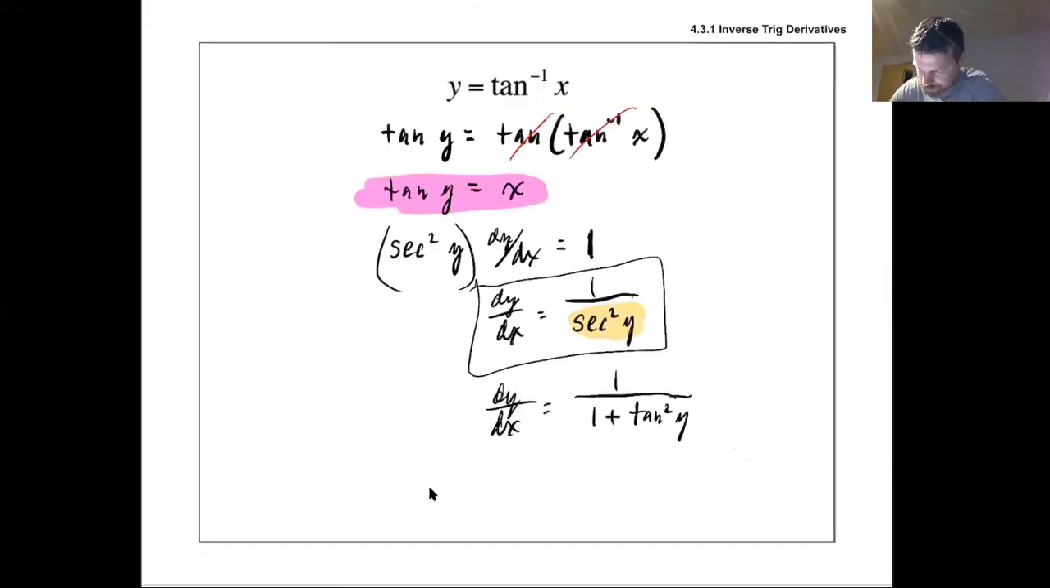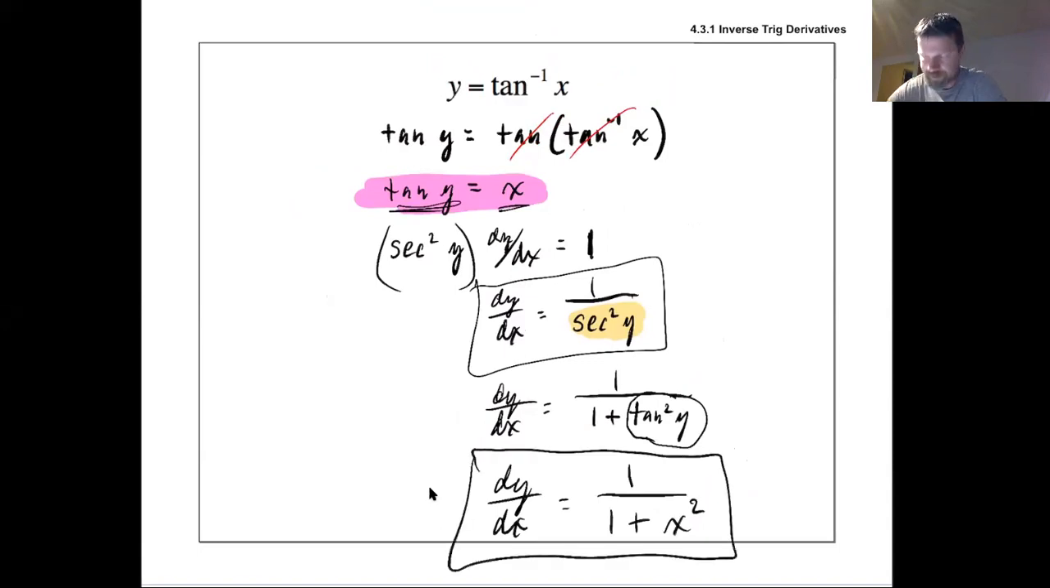I can finish this up and say my dy dx is equal to 1 over 1 plus, instead of writing tangent squared of y, since tangent is equal to x, I can write x squared. That is the derivative of the inverse tangent function. That is the derivative of arctangent.